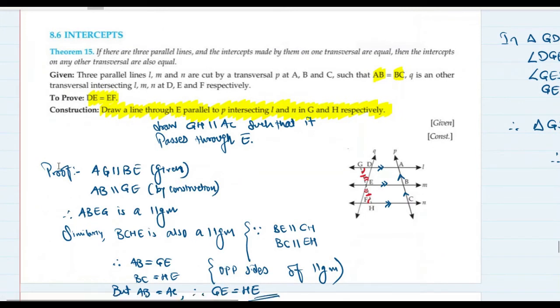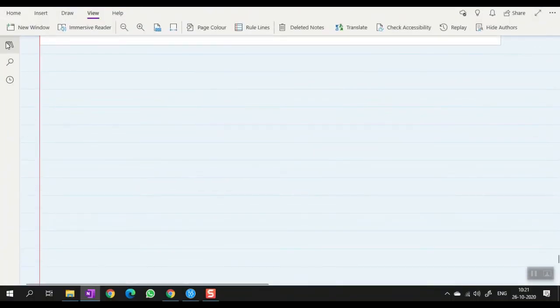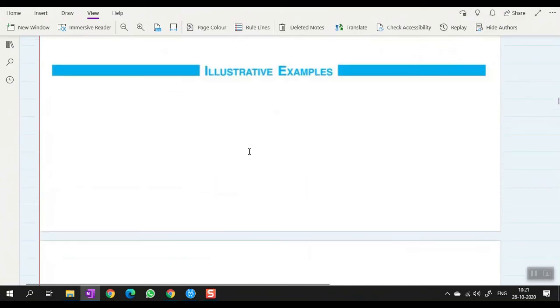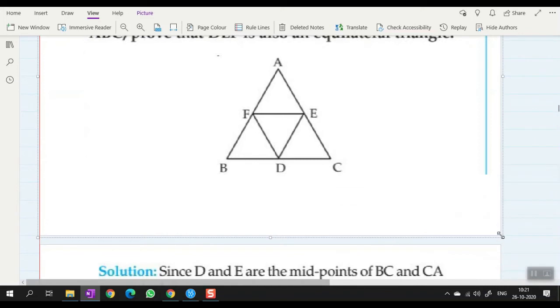Right, so these were the three theorems which we have seen in this video so far. Number one is midpoint theorem, number two converse of midpoint theorem, number three intercept theorem. Okay, so this third part, the final part of this chapter, is based on these three theorems. Okay, so I think we are ready to start with the numericals of this part. Okay, let's see. This is the first numerical. Let's see what it wants.